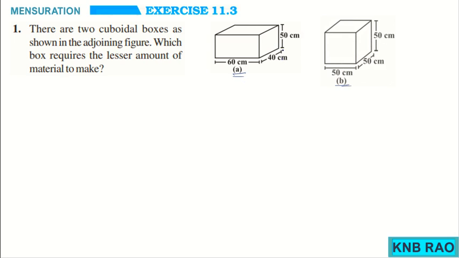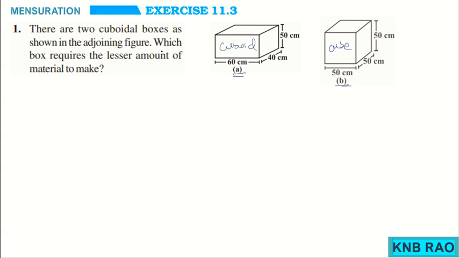Can you say what is the shape of them? Yes, the first one is a cuboid, and the other one is a cube. Why can I say that? Because length, breadth and height are different, so it's a cuboid, and length, breadth and height are all the same, that's why it is a cube.